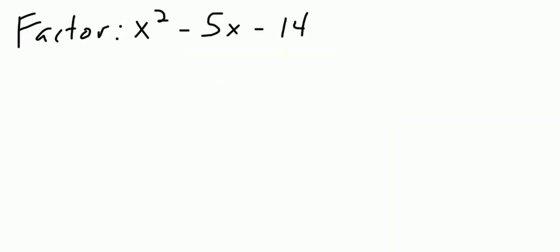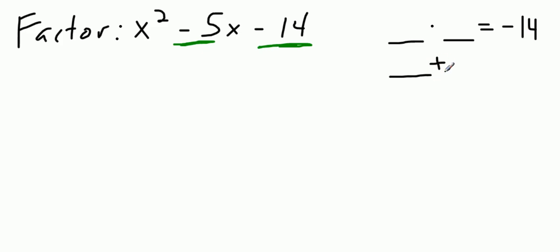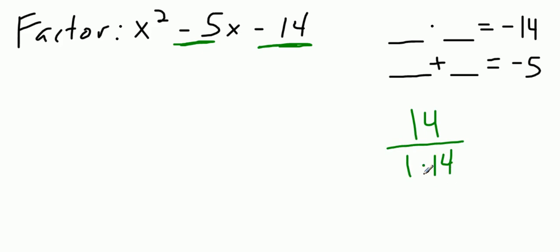Now we have some minus signs involved, right? We have to now find two numbers that add to -5 and multiply to -14. I like to do the multiply first, just because that's the one again that has less options. Okay. Now we need to add to -5 and multiply to -14. We're going to write out the factors of 14. 1 times 14 and 2 times 7.